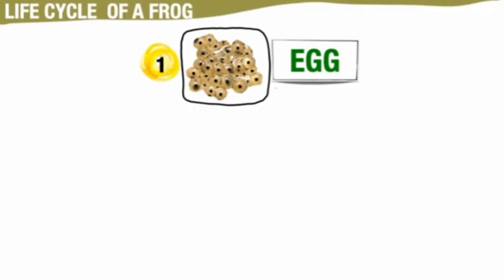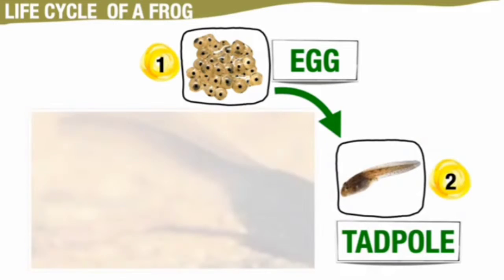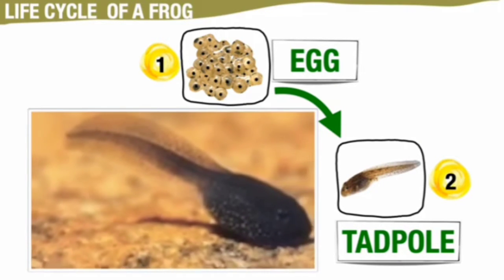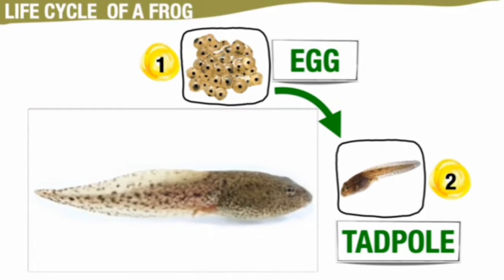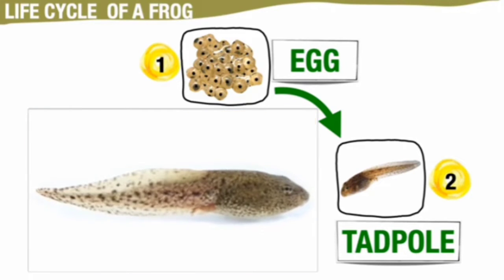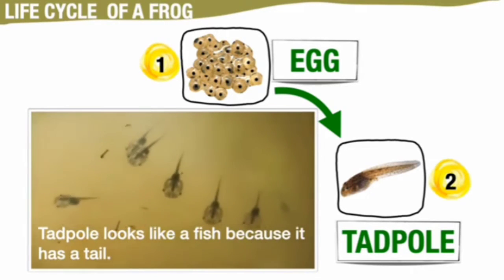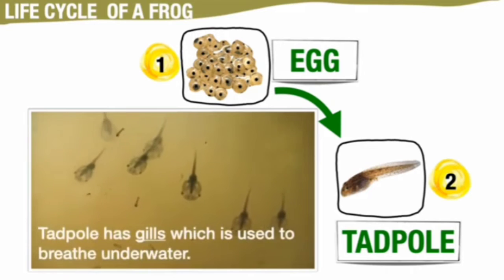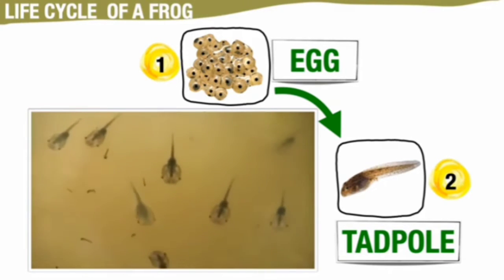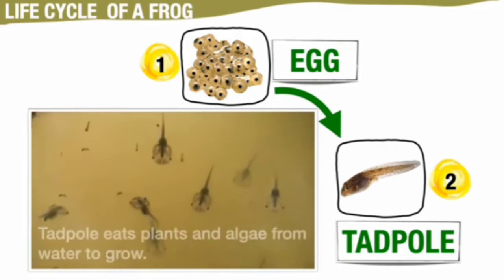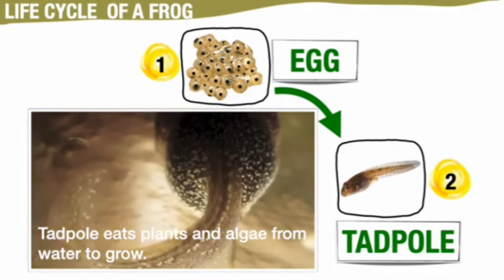Each egg hatches into a tadpole. When the tadpole hatches, it looks more like a fish than a frog because it has a tail. A tadpole has gills, which are used to breathe underwater. The tadpole eats plants and algae from the water to grow.